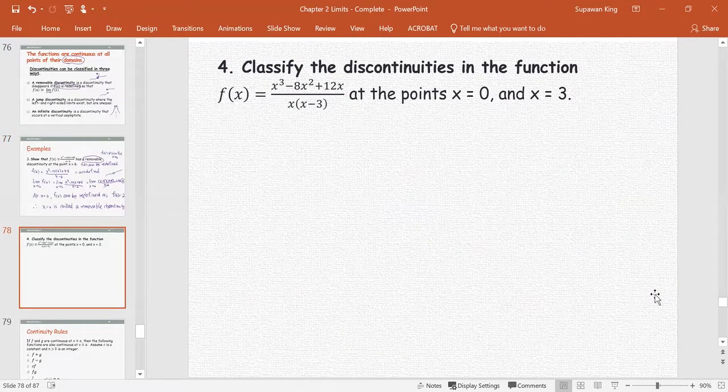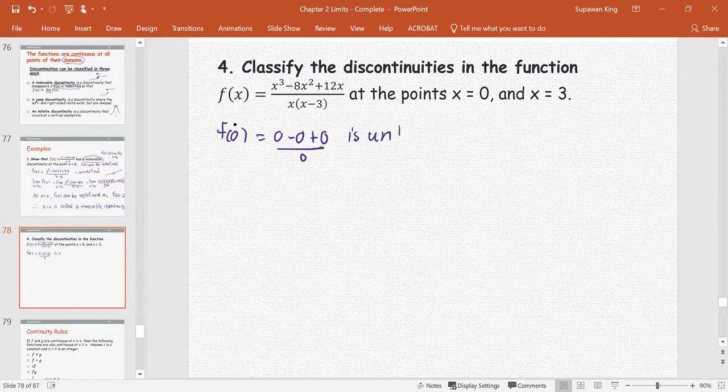In this example, we are going to classify the discontinuities in the function f of x equals x to the third minus 8x squared plus 12x divided by x times x minus 3 at the points x equals 0 and x equals 3. Let's check one point at a time. So f at 0 equals 0 minus 0 plus 0, and the bottom is also 0. So it's undefined at x equals 0. And the same happens for the function at 3 because the denominator is 0 as well.